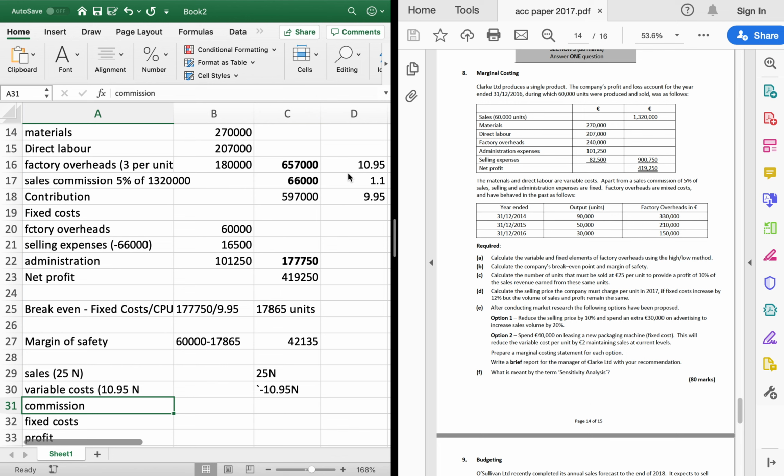Commission is still 5% of sales. So 5% of 25 is 1.25, so that's 1.25N. And the fixed costs remain the same. Fixed costs are 177,750.